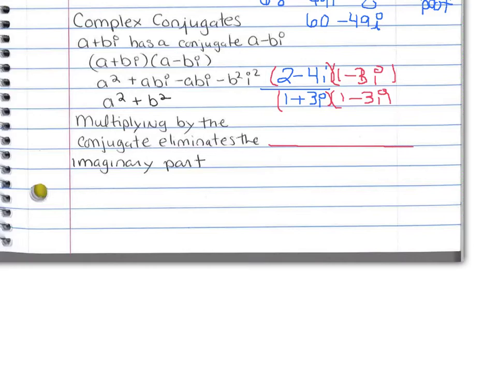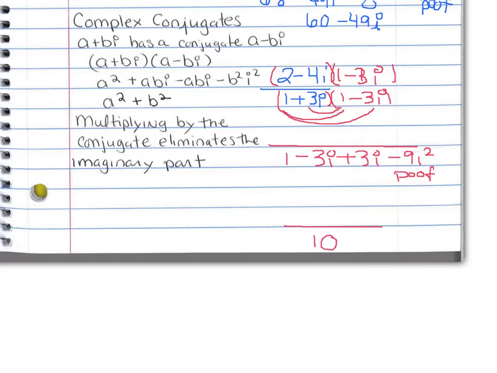So the bottom, if you're using FOIL, is going to be 1 minus 3i plus 3i minus 9i squared. As soon as you see the i squared, poof, it becomes negative 1. That's 1 plus 9, so the bottom of this complex number is 10.